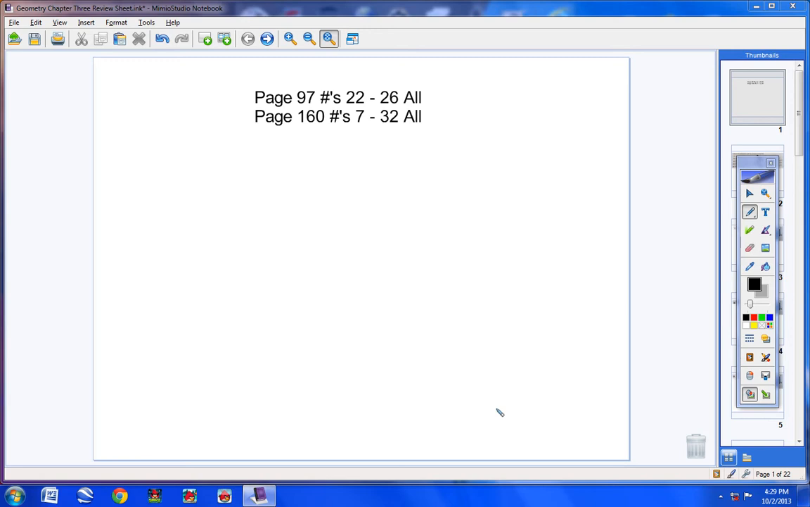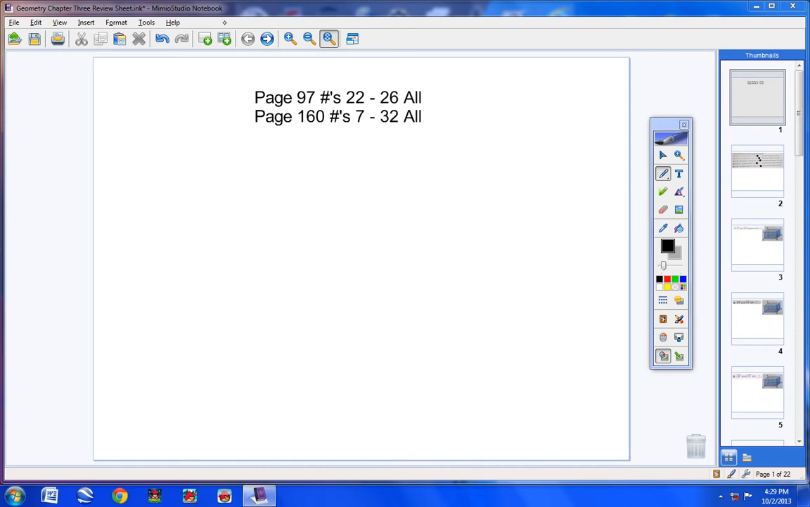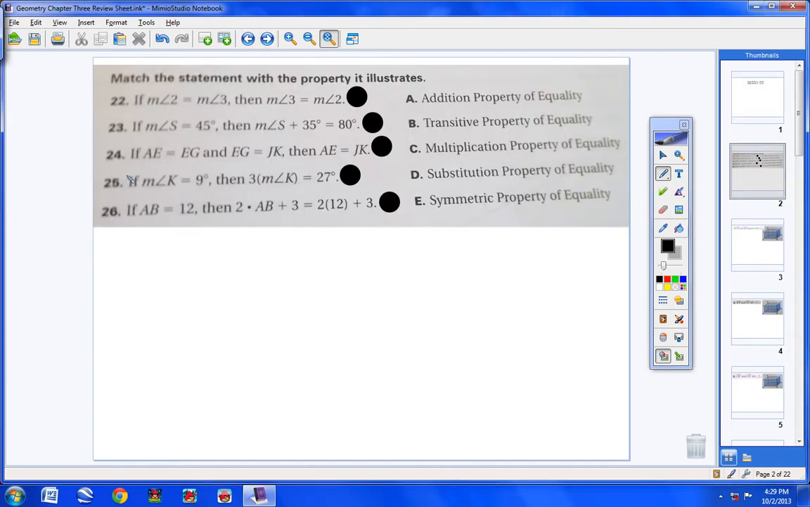I'm getting my book ready now as I'm talking to you. I'm turning over to page 97. So please go ahead and get your books open, get your homework out or your review sheet out, whatever you want to call it. Get your calculators out, your pencils, all the stuff that you need, your notes, and let's have a great time. Let's start off with numbers 22 through 26.